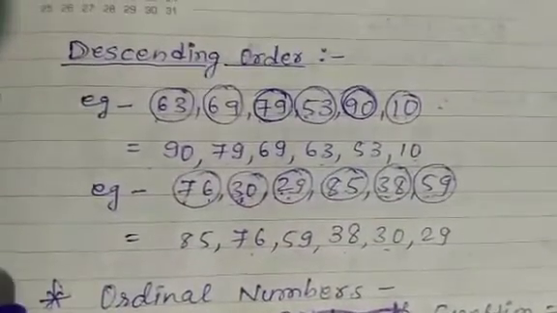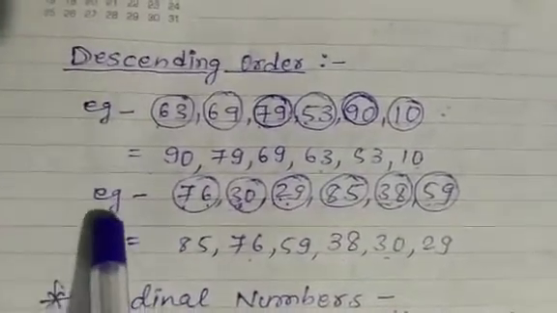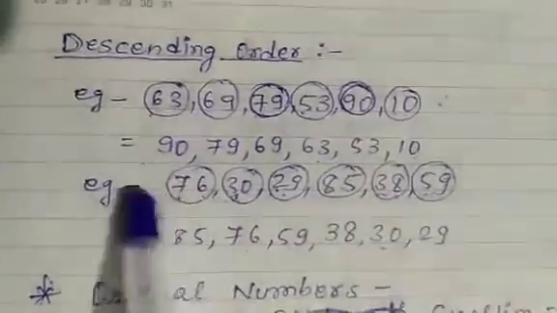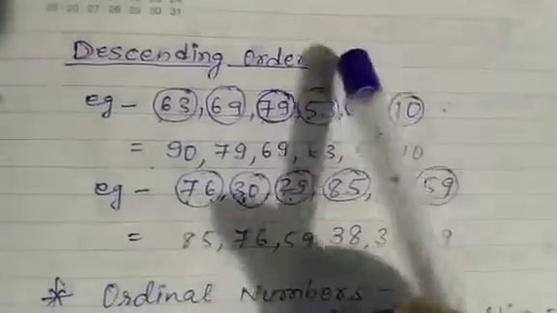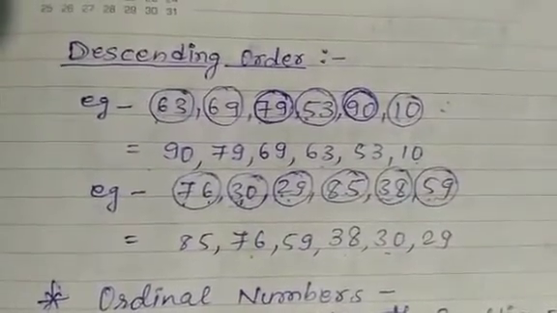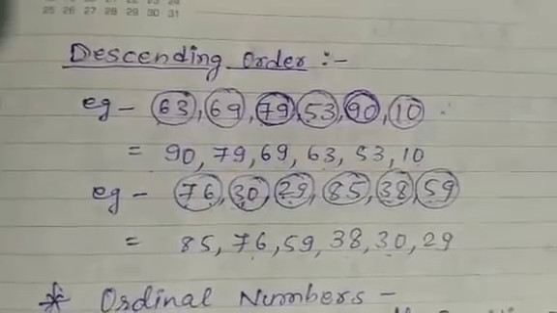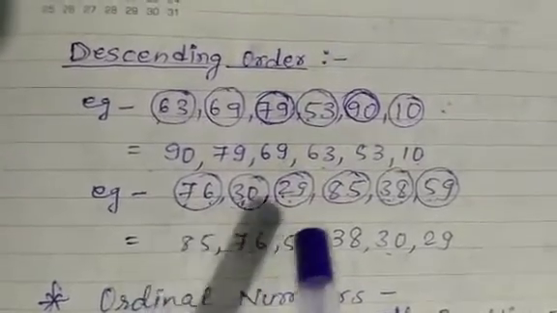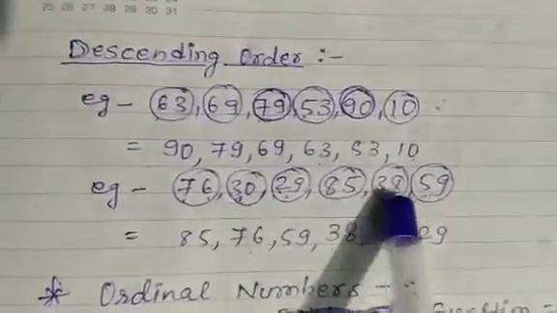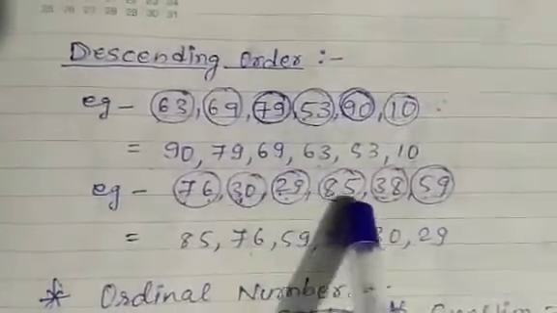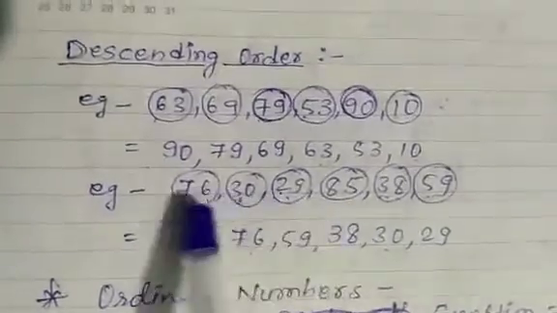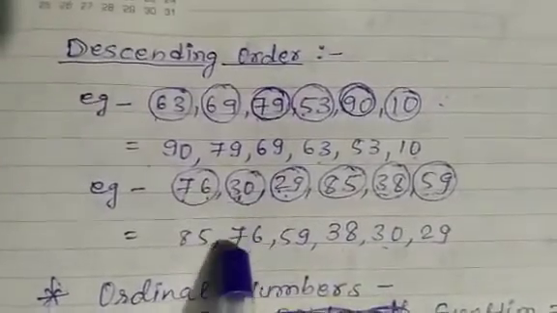Okay, now I am giving you the next example. 76, 30, 29, 85, 38, 59. These are the numbers. We will have to arrange the numbers in descending order. Descending order means we will arrange the numbers from the greatest number to the lowest number. So we will find out the greatest number first. 76, 30, 29, 85, 38, 59. 76, 85. 85 is greatest, so we will write here 85. Then after, 76 is greatest, so we write here 76.